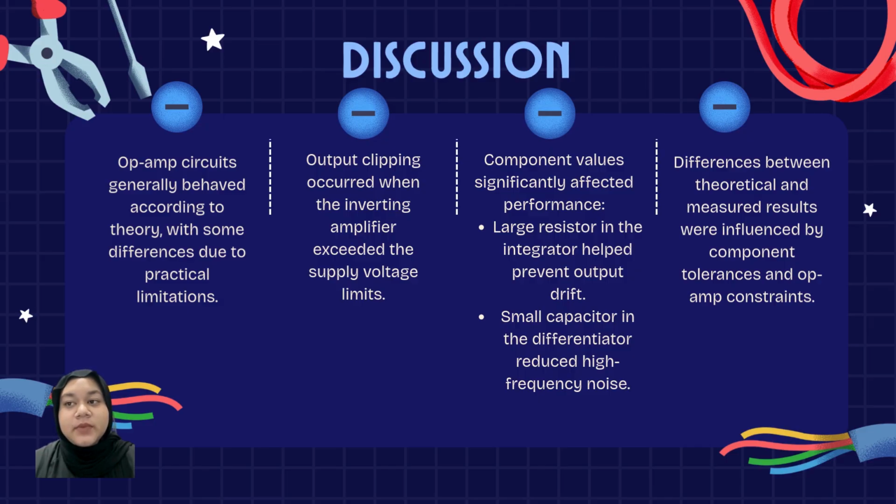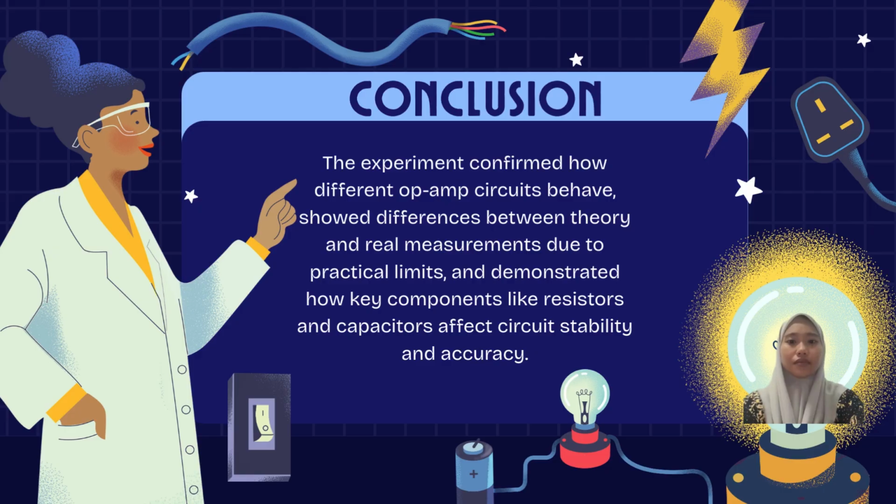Next, component values significantly affected performance. A large resistor in the integrator helps prevent output drift, and a small capacitor in the differentiator reduces high frequency noise. And lastly, the difference between theoretical and measured results was influenced by component tolerance and op-amp constraints.